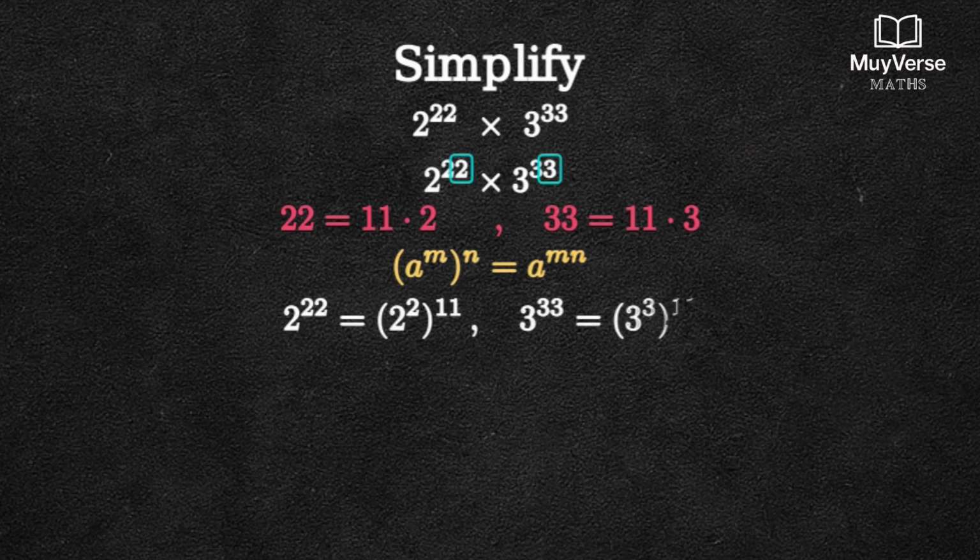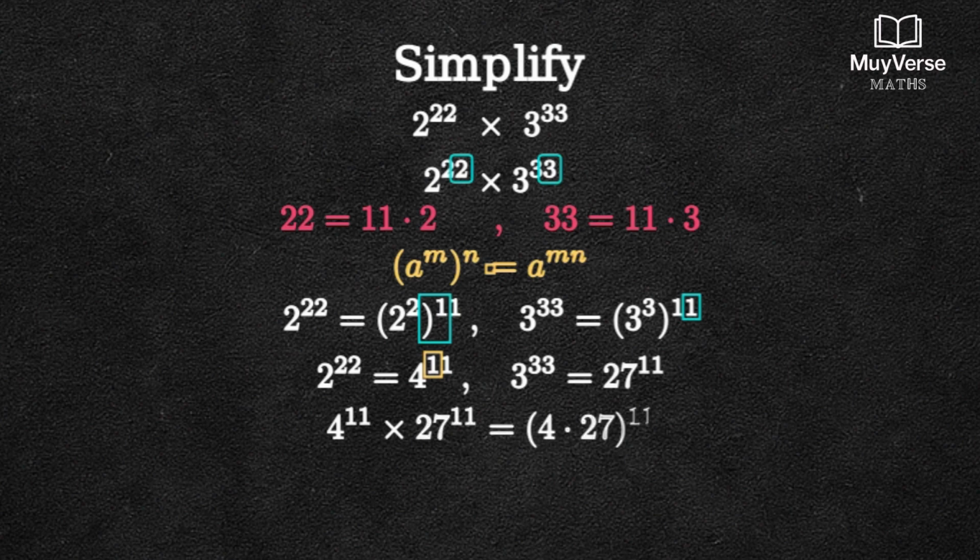Step 4. Evaluate the small inside powers. 2 squared equals 4, and 3 cubed equals 27. Step 5. Both factors are raised to the 11th power, so multiply the bases first and keep the common exponent 11. That gives (4 times 27)^11.